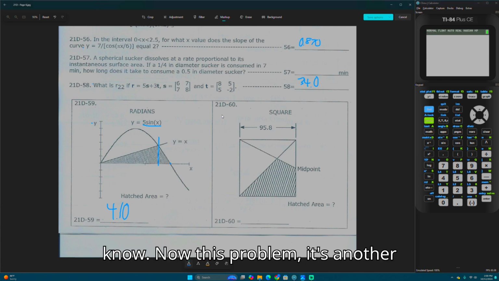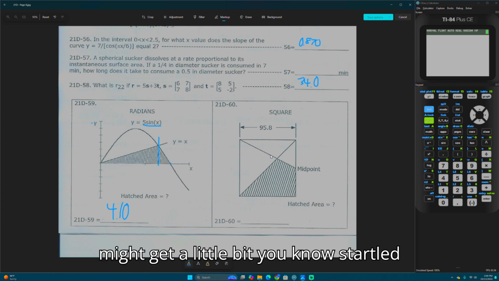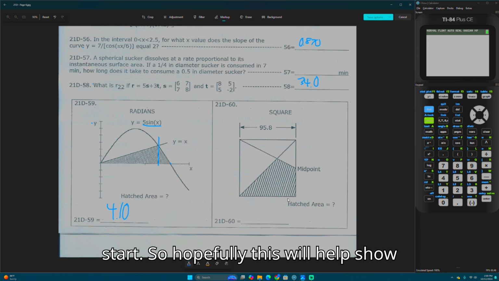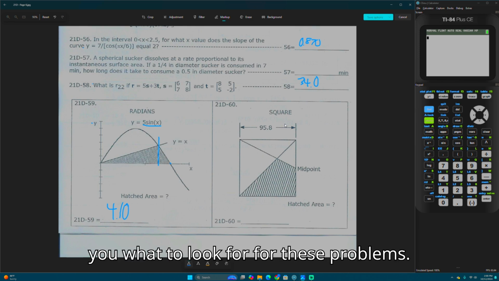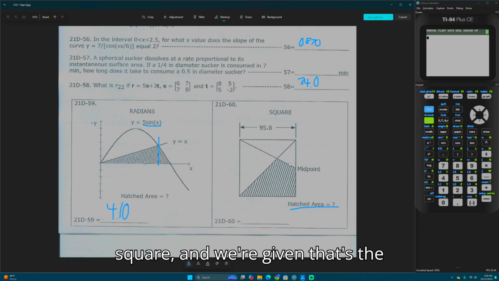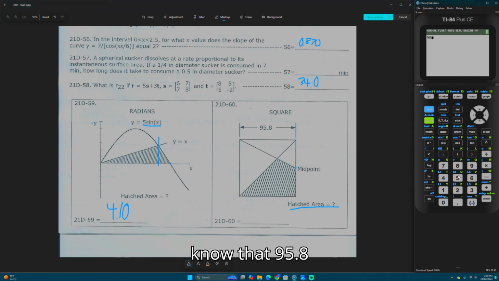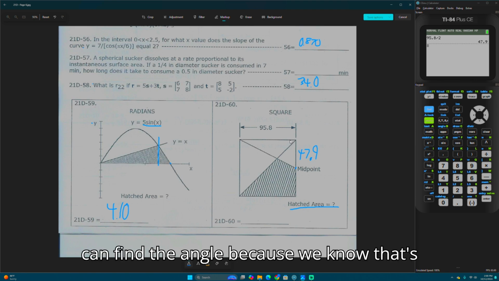Now this problem, it's another geometry one. Some of y'all, I'm sure, might get a little bit startled by this because you have no clue how to start. So hopefully this will help show you what to look for in these problems. So we're asked for the hatched area, and we're given the side length of the square, and we're given that's the midpoint. So using that knowledge, we know that 95.8 divided by 2, this distance is 47.9. And that's important. We also can find the angle, because we know that's 90 degrees.